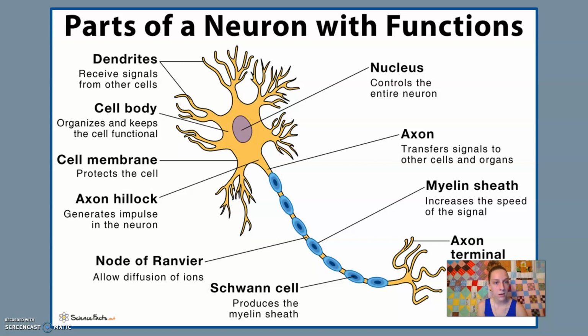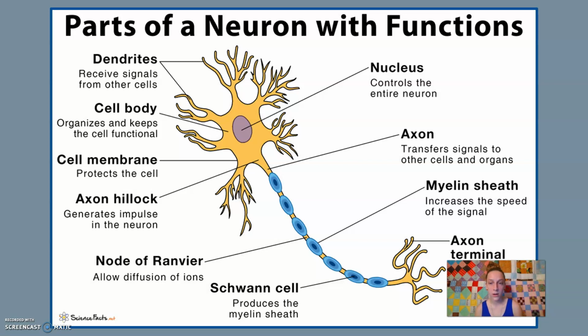The parts of the neuron are the dendrites, which receive signals from other cells, and the cell body or soma, which organizes and keeps the cell functioning. This houses the organelle, the nucleus, which controls all the functions of the neuron. The cell membrane protects the cell, and the action potential, which we will learn about later, of the neuron is initiated in the axon hillock.